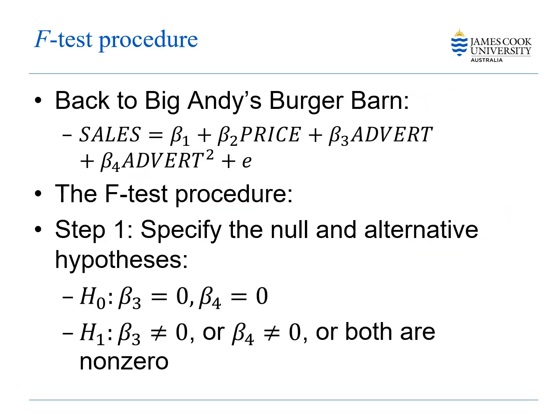Okay, let's go back to the Big Andy's Burger Barn example. This is our unrestricted model. We want to test whether beta 3 and beta 4 are equal to 0. I hope you recall that previously we spelled out the step-by-step procedure for doing this hypothesis testing, and this is what we are going to do here. Follow these procedures. First, specify the null and alternative hypotheses. That's our null and alternative.